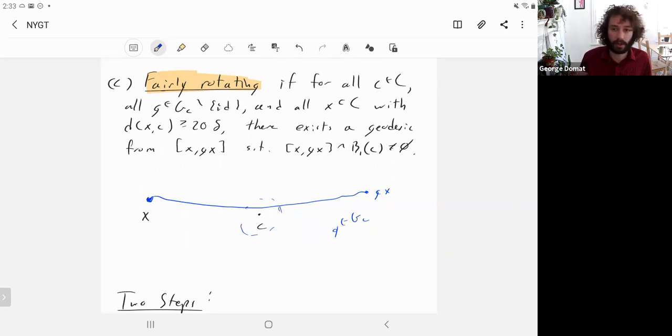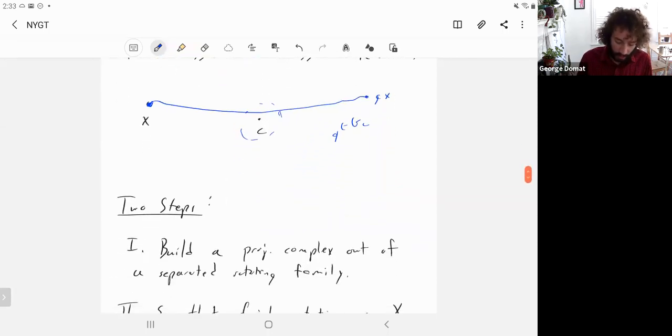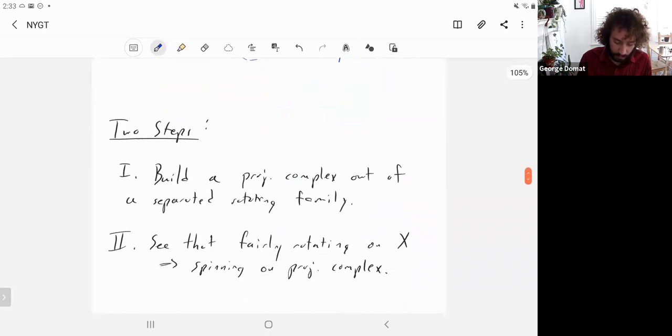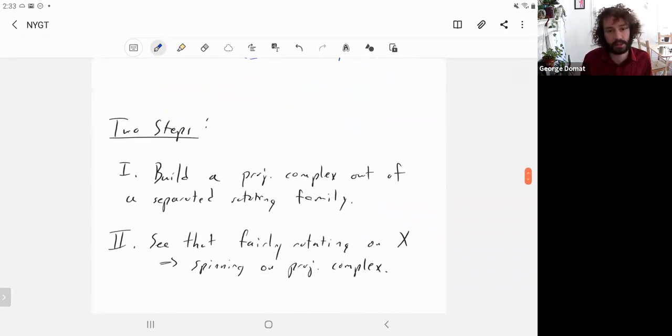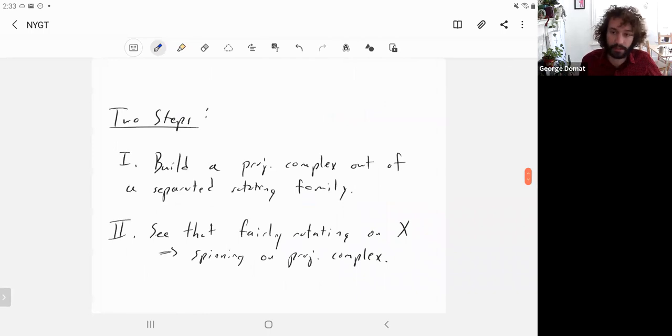Great. So now from now on, we're just going to take all of these assumptions. And now there are kind of two steps. First, we just want to take this set of assumptions and we want to build a projection complex that your group acts on. And it should be built somehow out of these C's. And then we see that, okay, this fairly rotating condition, this implies the spinning condition on projection complexes. Again, I haven't said exactly what spinning is yet, but I will when it comes up.